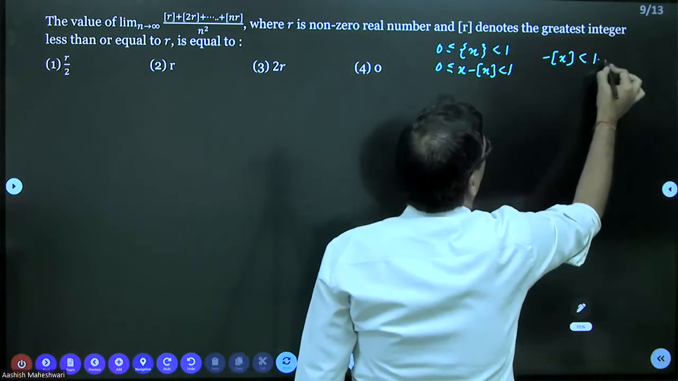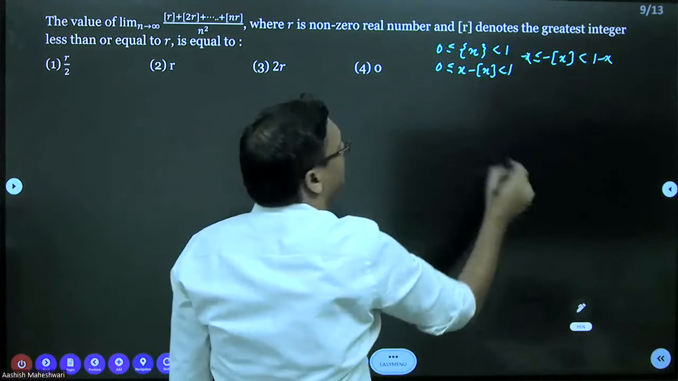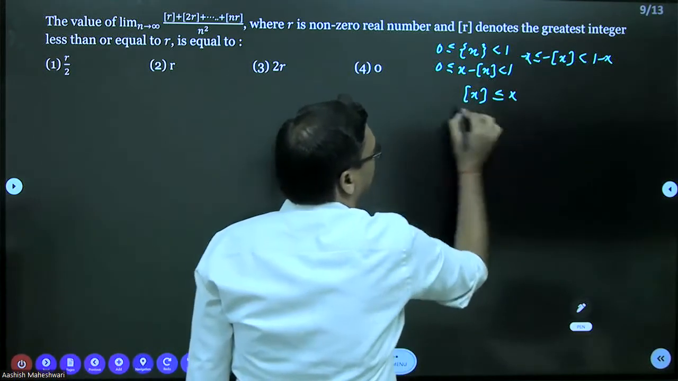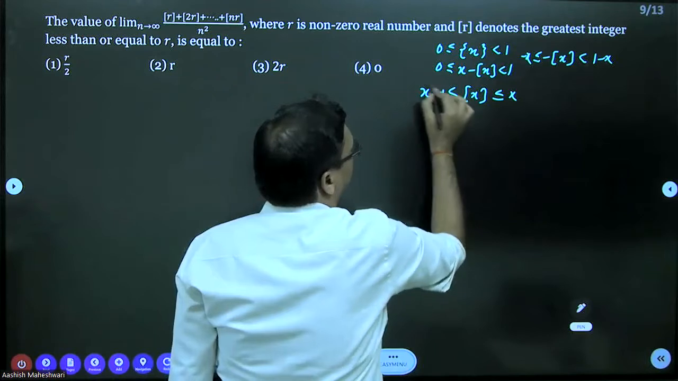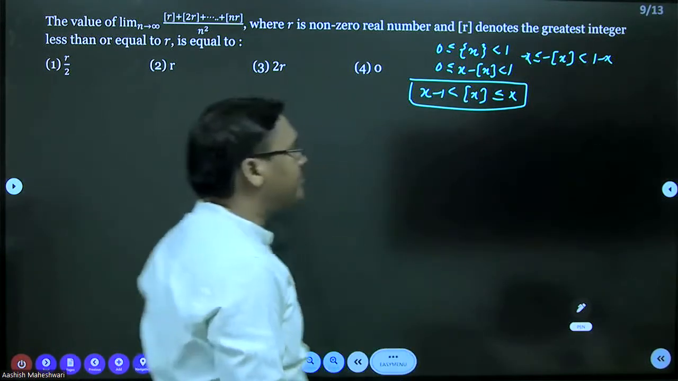This is less than 1 minus x and greater than or equal to minus x. We arranged it. So you can see what box x is. Box x is less than or equal to x and greater than x minus 1. This is actually a property which you should remember, right?